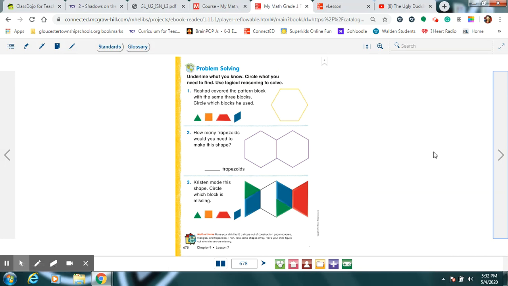And this one will be a lot easier. All you have to do here is read carefully. It says he used how many blocks? 3, but there are 4 here. So you have to pick 3 of them to answer the problem, okay? Read carefully what it says. Kristen made this shape. Circle which block is missing. How many can you pick? A block is only 1, right? So you can only pick 1. So be careful. And then you'll be ready for a little story break.